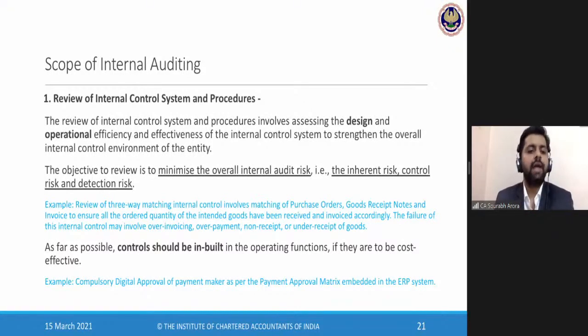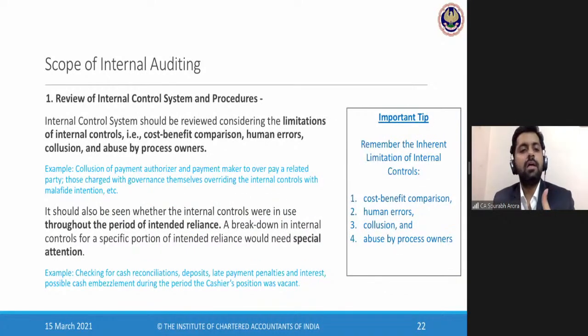Remember these risks. Example, review of three-way matching internal control involves review of purchasing orders, and then GRN or SRN, and the invoices to ensure that the order quantity and intended goods have been received and invoiced accordingly. The failure of this internal control may lead to over-invoicing, overpayment, non-receipt, or under-receipt of goods, obviously. And then, as far as possible, the controls should be inbuilt in the operating functions if they are to be cost-effective. So the operating functions should be designed in the way that the controls are inbuilt over there. So for example, compulsory digital approval of payment maker as the payment approval matrix requires.